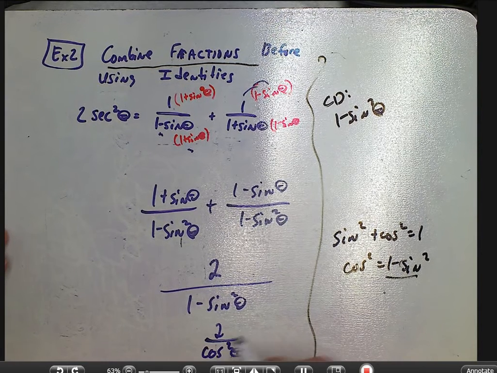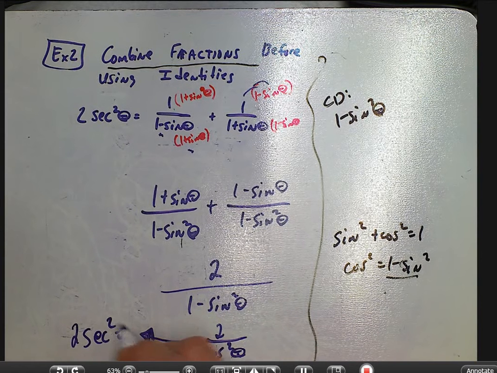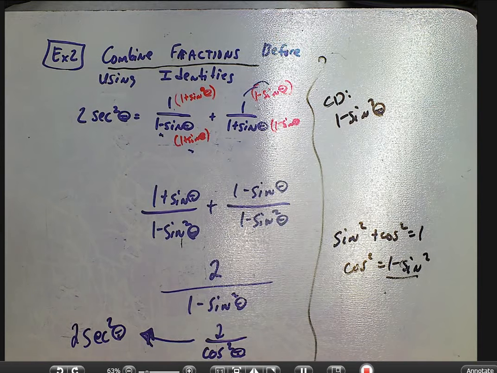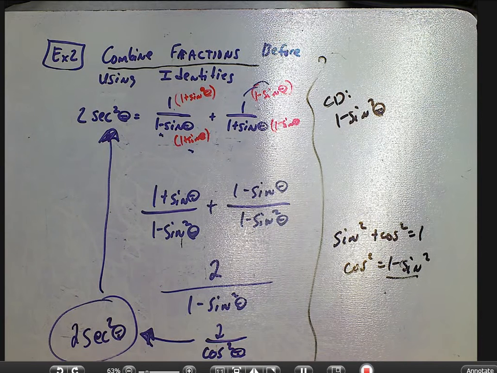So I'm left with 2 over cosine squared theta. Well, when cosine squared theta is on the bottom, that is the same as secant squared theta. And so my final answer is 2 secant squared theta, which matches the original problem. Therefore, I've just verified the trig identity. Okay?